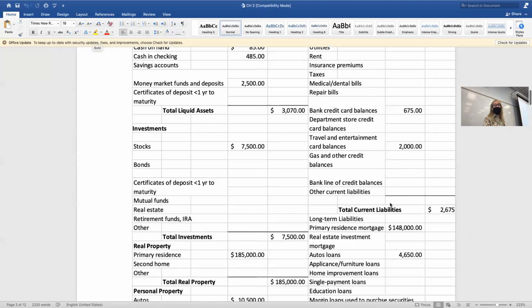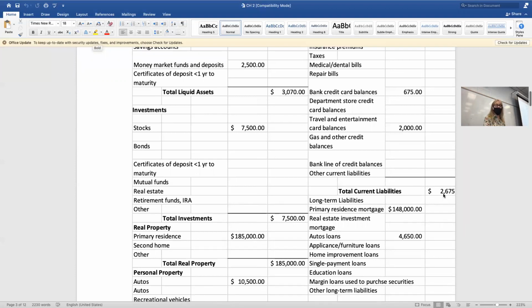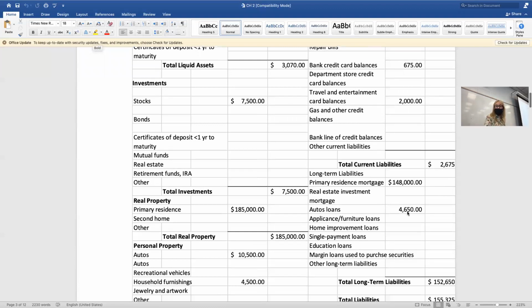Their credit card balances, their bank credit card balances, and their travel and entertainment credit card balances. So again, if you didn't get this right, it's not a big deal, but those are the only total current liabilities. Then they have their mortgage, the balance on their mortgage, and the balance on their car. Everything else is going to be expenses in the income statement.